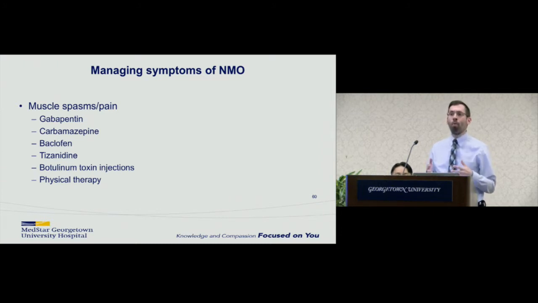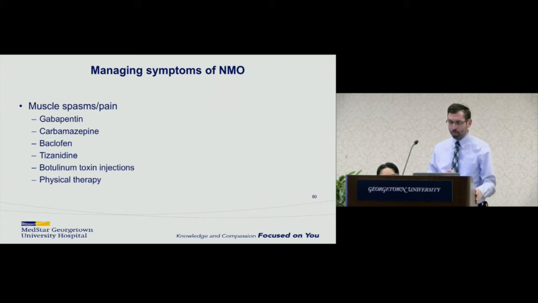And then probably the most important thing that we use is physical therapy and exercise. I can't emphasize that enough. That's true not just for NMO, but also for multiple sclerosis. Patients who have a lot of muscle spasms and pain, if they stay seated and they don't move around a lot, that can lead to a lot of worsening pain over time. So just making sure that you're moving your joints and moving your muscles can lead to a lot of pain relief in the future.